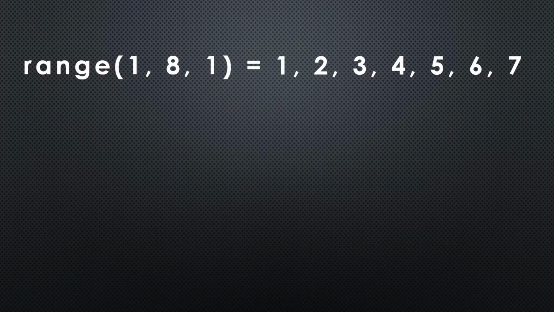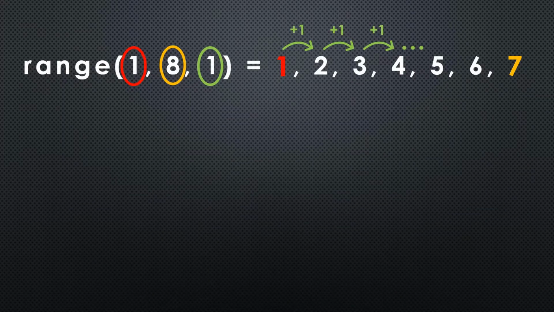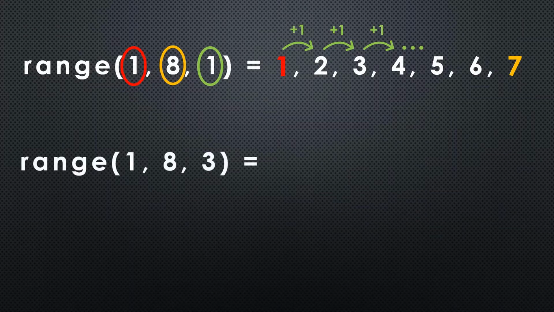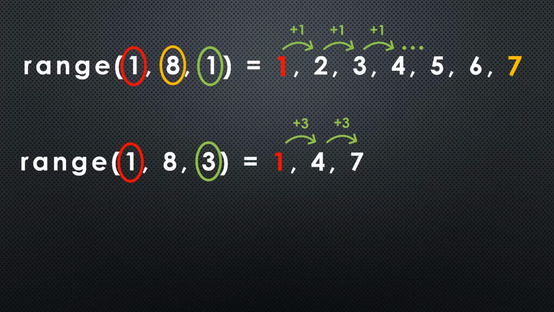So for example, if we take range of 1, 8, 1, it means we will have a starting value, a minimum value of 1, a maximum value of 8 minus 1, which is 7, and a step of 1. If instead we write range of 1, 8, 3, this will equate to the series 1, 4, 7. The starting value is always 1, but the step in this case is 3, so each value will be incremented by 3 each time.